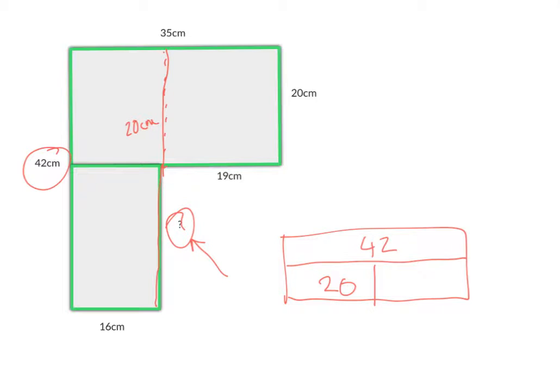So if I do 42 subtract 20, I'm going to get 22, and that is my missing side. So that missing side is, let's write it on, 22 centimetres.